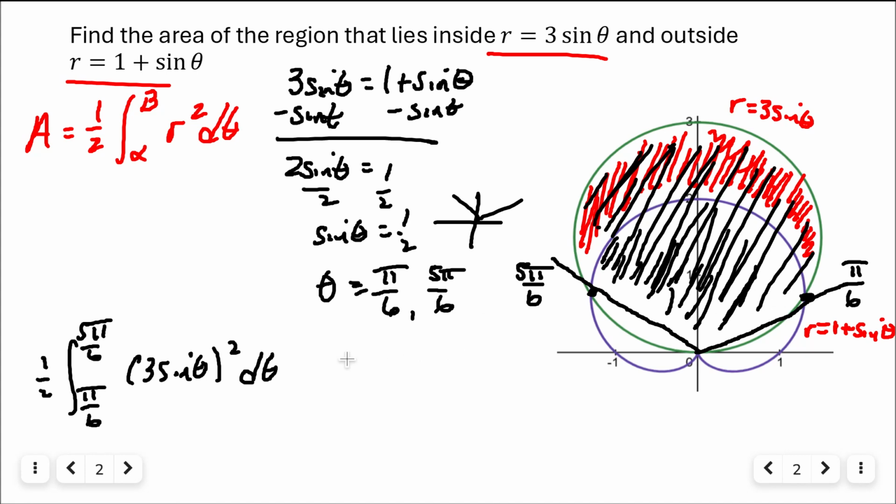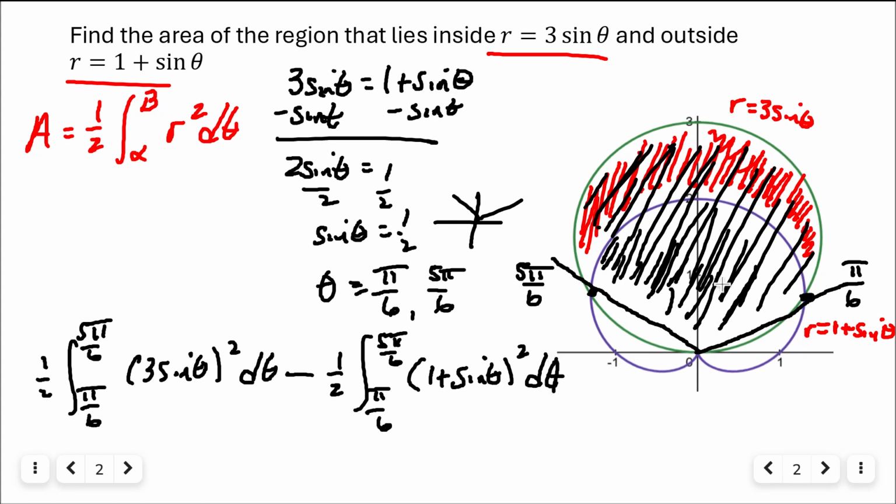Now, I want to take away from that area 1/2 the integral from pi over 6 to 5 pi over 6 of 1 plus sine theta squared d theta. So I want to take away from that area this area here.